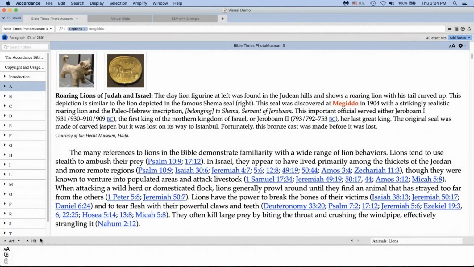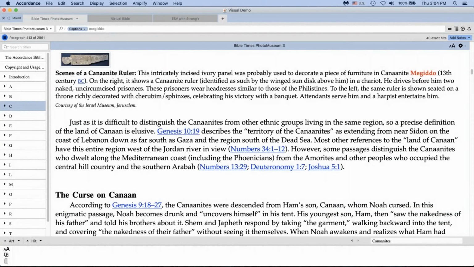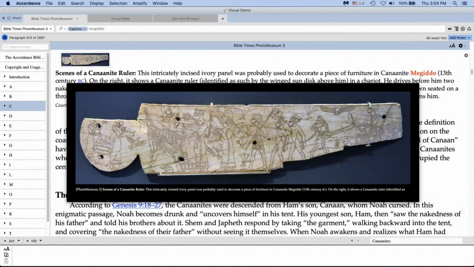Here is a seal of King Jeroboam from Megiddo. And here's a Canaanite ruler. This is a very interesting thing in the Photo Museum. This is a very clear drawing of them bringing prisoners, and here he's playing the harp and so on. And here you see an object that looks very much like the cherubim on the Ark of the Covenant. This is an ivory piece that was inscribed. It's actually quite rare to see the Canaanites do this kind of artwork. There are a few other examples, but it's not common.